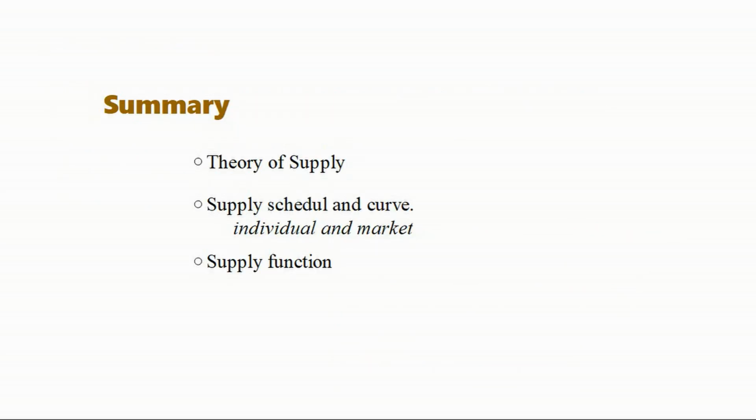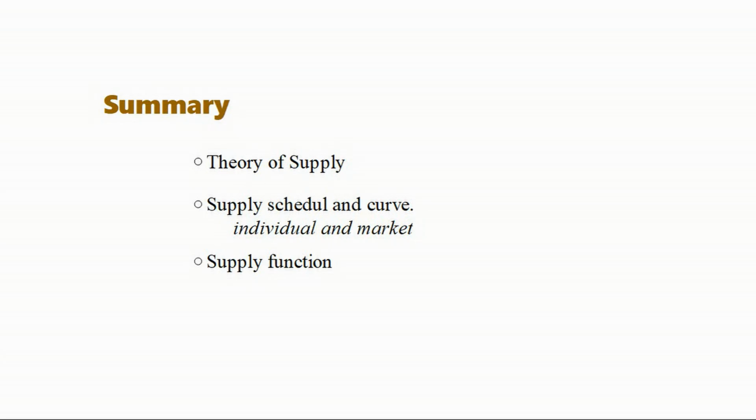And this is for today. To summarize what we have discussed in today's session, we dealt with the theory of supply. Supply of a commodity refers to the various quantities which producers are willing and able to offer for sale at a particular time at various corresponding prices. This is what supply means from the economics point of view. And this can be represented in three different ways: supply schedule, supply curve, and supply function.